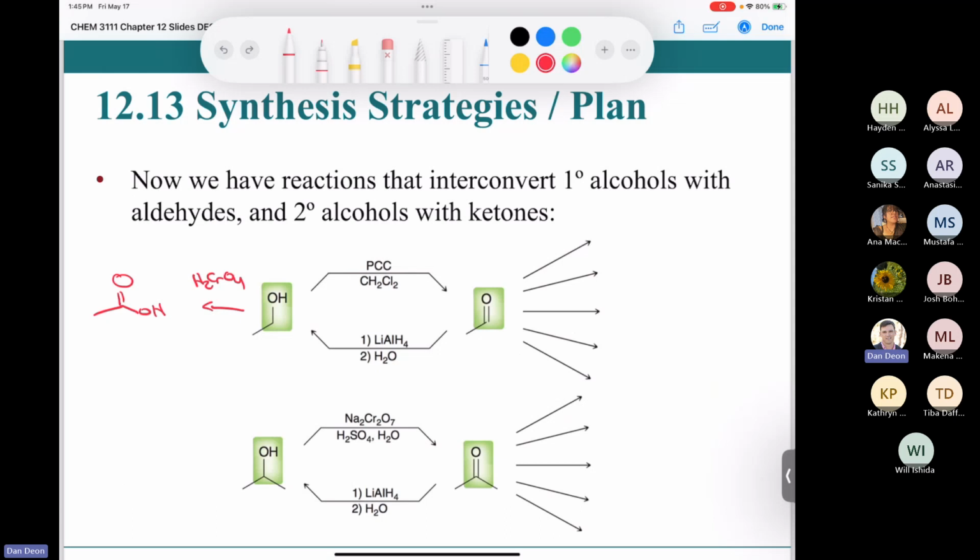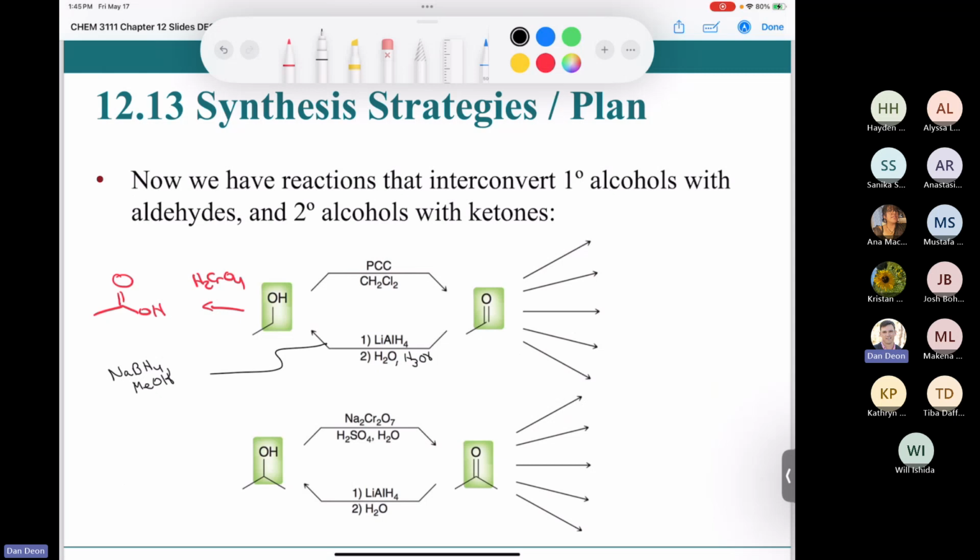Then we talked about the reduction of an aldehyde to an alcohol. So you could use lithium aluminum hydride. Your second step can be water, or it could be H3O+. You could also use sodium borohydride. So sodium borohydride and methanol, ethanol, or water. I'll just put methanol, okay?